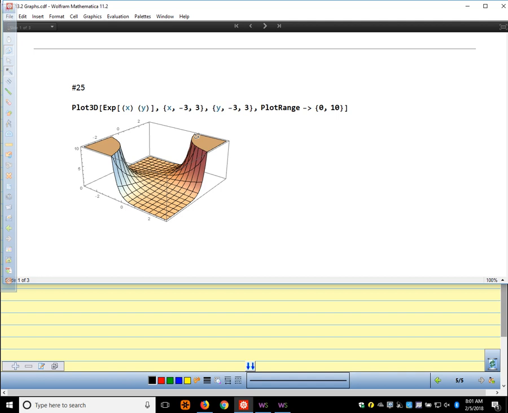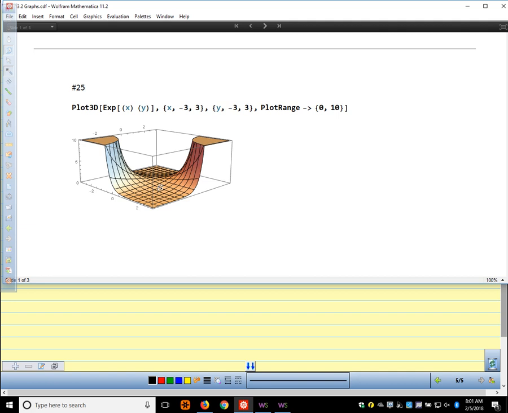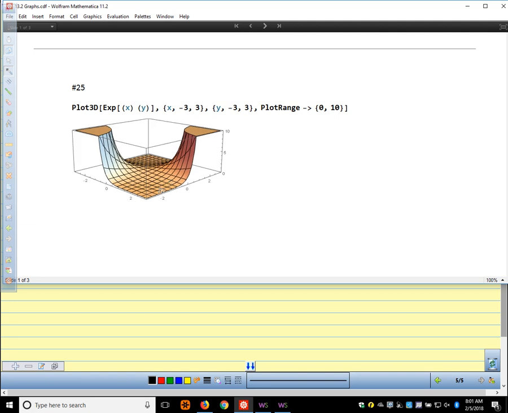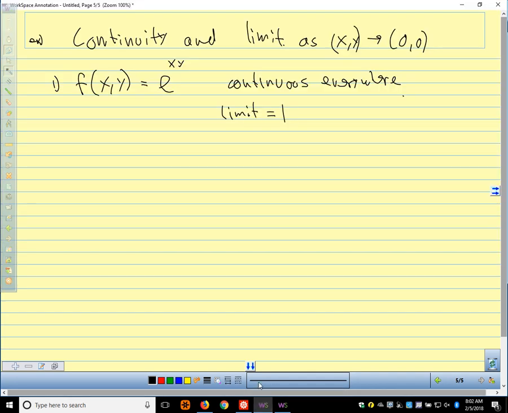So that's not like a cusp. Well, not a cusp, no. But we'll talk about how we find those interesting points in a couple of sections. All right, let's look at number 2.